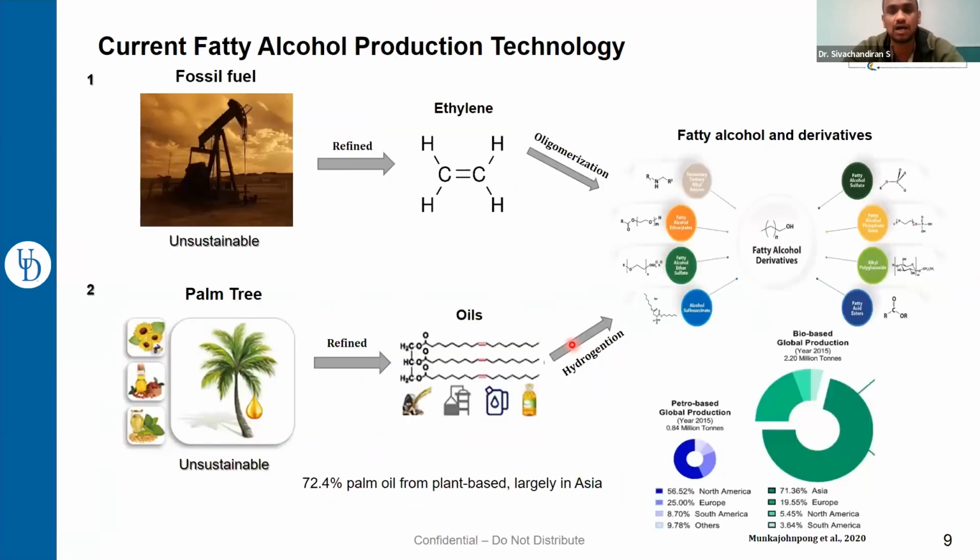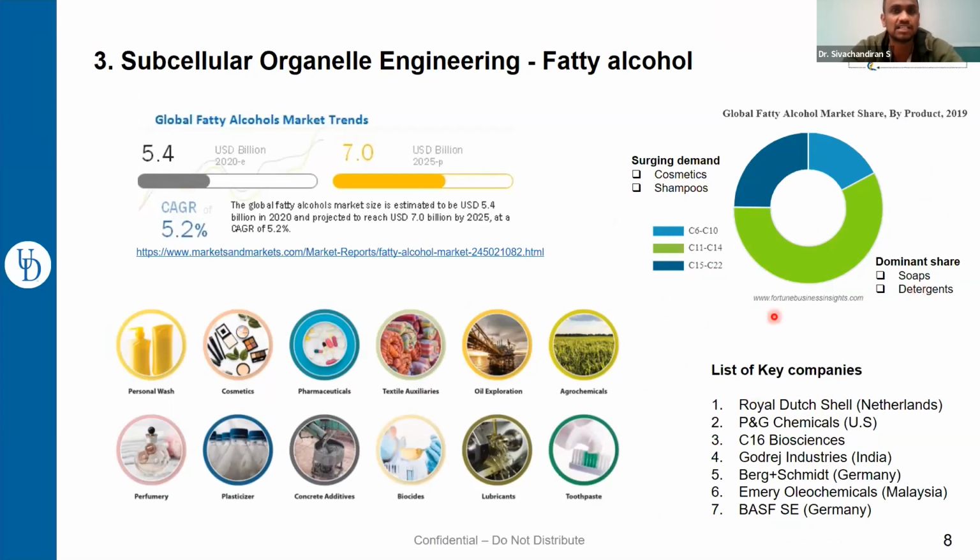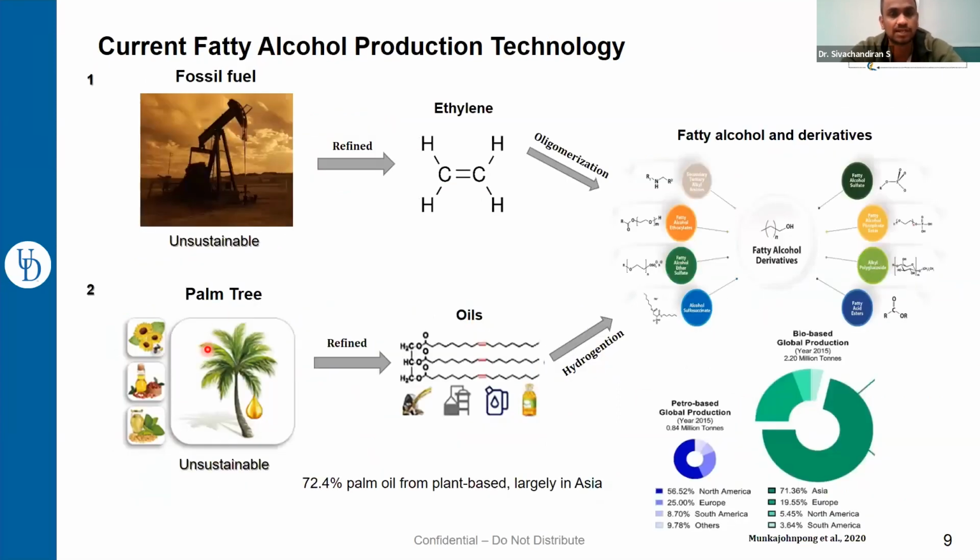How do these companies make this fatty alcohol? They use two methods right now. One is from fossil fuel: they extract the crude, refine it, make ethylene, and then oligomerize, and then they make fatty alcohol and its derivatives. The other method uses palm trees. They grow the palm tree and extract palm oil. From palm oil, they make all the different chain lengths of fatty alcohol.